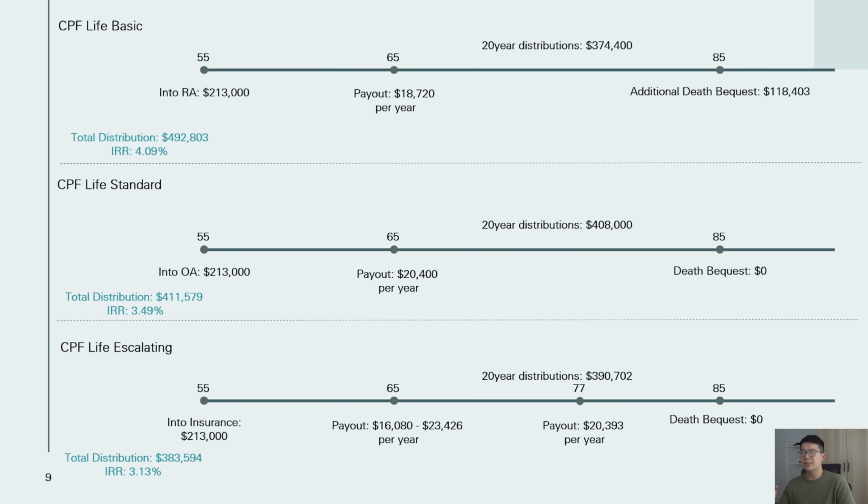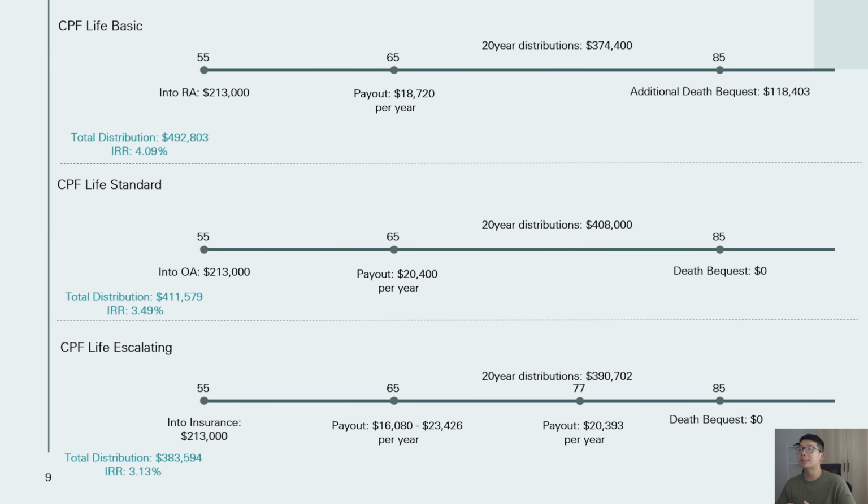So that's why, if I were to choose between the standard versus the escalating plan, I would choose the standard plan, because it takes you 12 years to catch up to the standard plan if you choose the escalating plan. I think that's a little bit long, so I'd rather get the cash payment upfront, because you never know when you're going to pass on. So earlier distributions are a lot better.